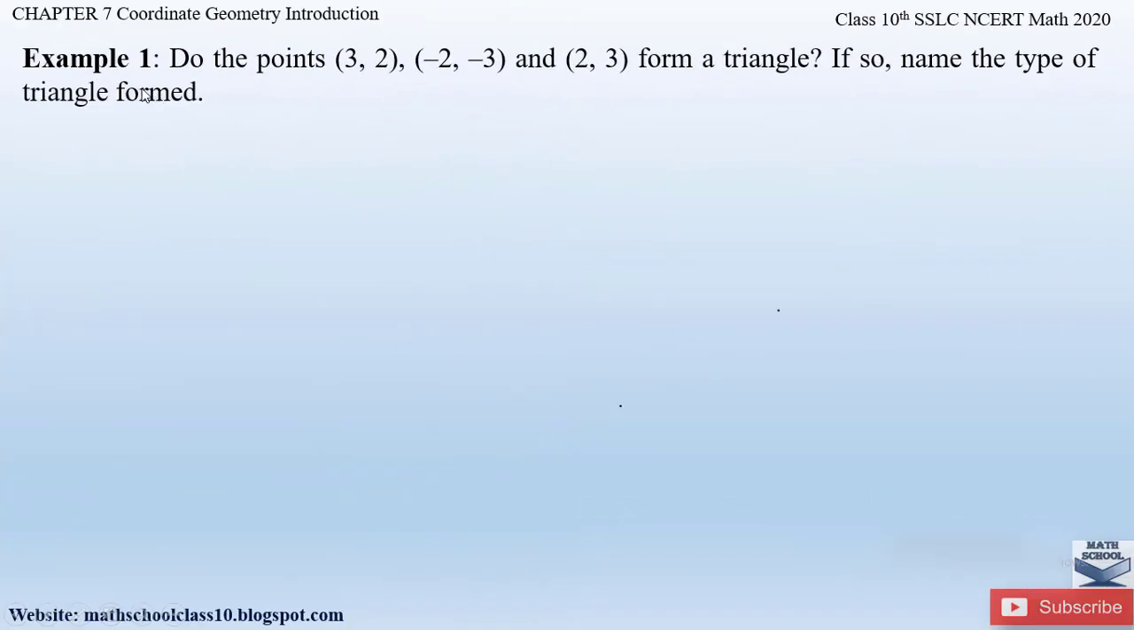In my next video, I'll be solving example 1 from chapter 7 coordinate geometry.